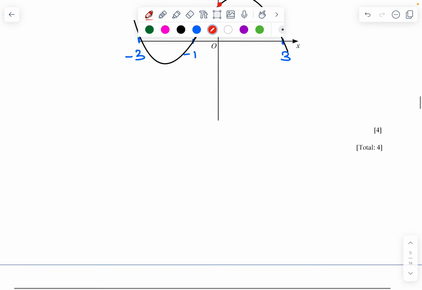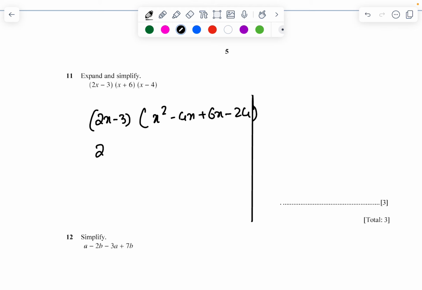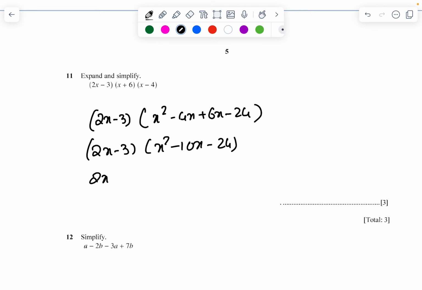Then expand and simplify. So 2x minus 3 times x squared minus 4x plus 6x minus 24. So 2x minus 3 times x squared plus 2x minus 24. So multiply, it becomes 2x cubed plus 4x squared minus 48x minus 3x squared minus 6x plus 72. So my final answer is going to be 2x cubed.